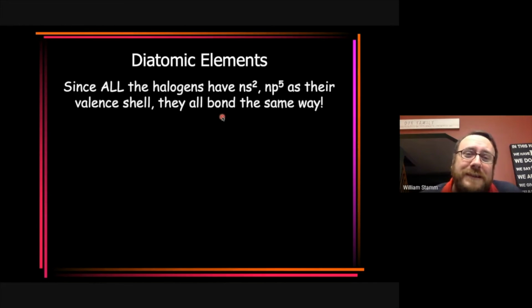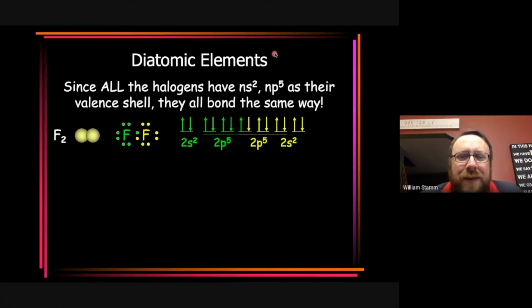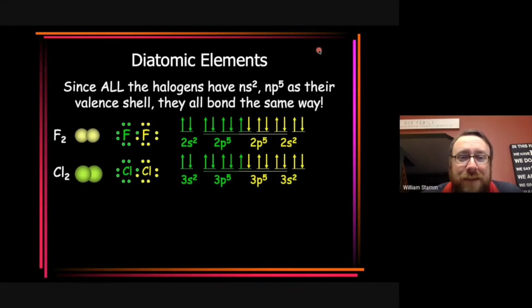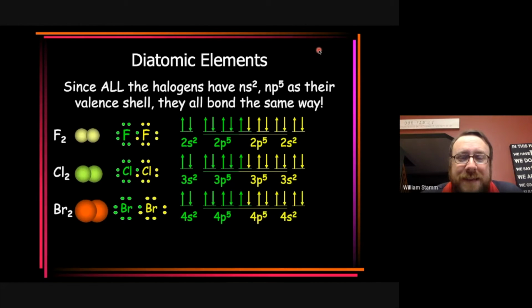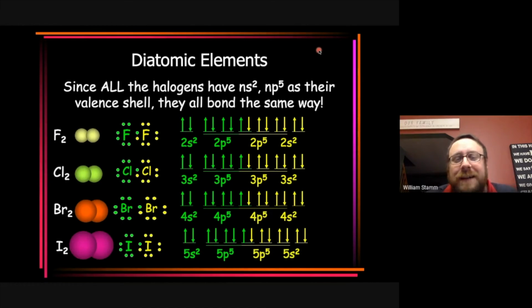That's how that works. Now, since all the halogens have the same 7 valence electrons, they all bond the same way. So fluorine does it that way. Chlorine does it that way. Bromine does it that way. And also iodine. So those 4 all do the same thing. They have 7 valence electrons, and they share that 1 from the other one to make 8. That's the same exact idea.